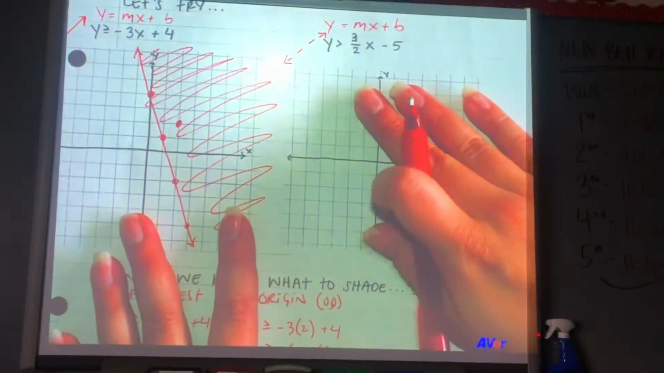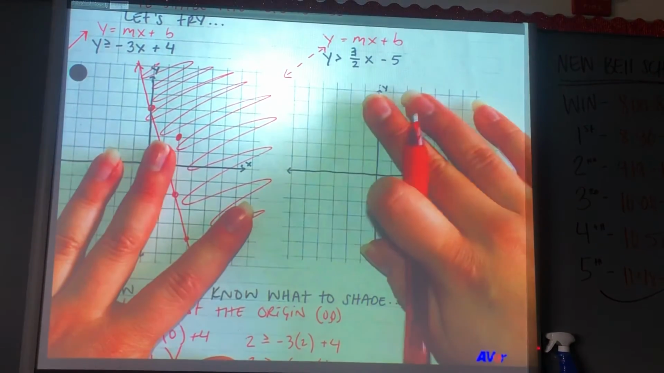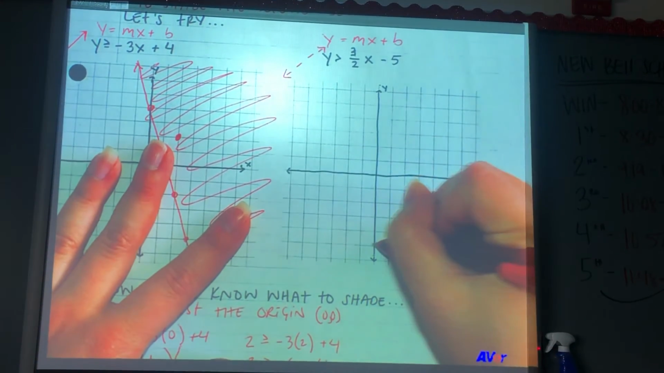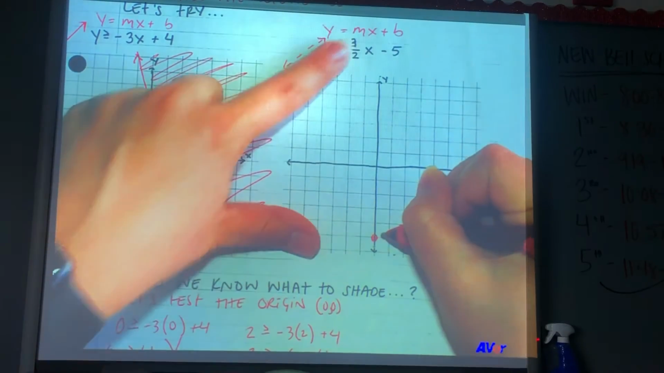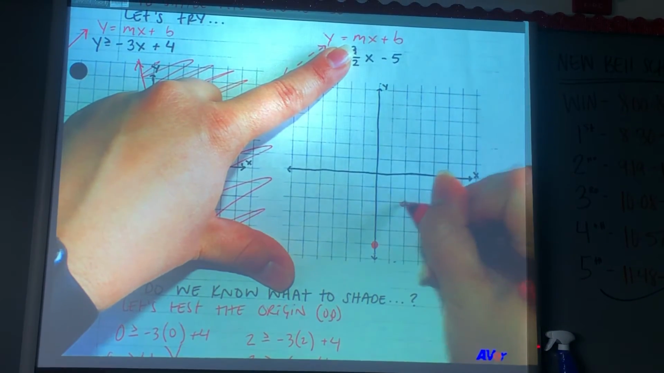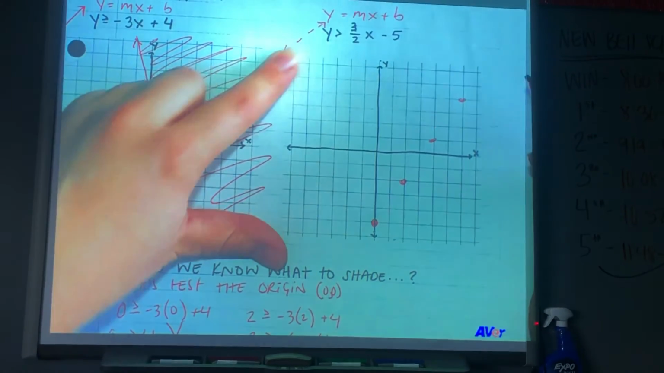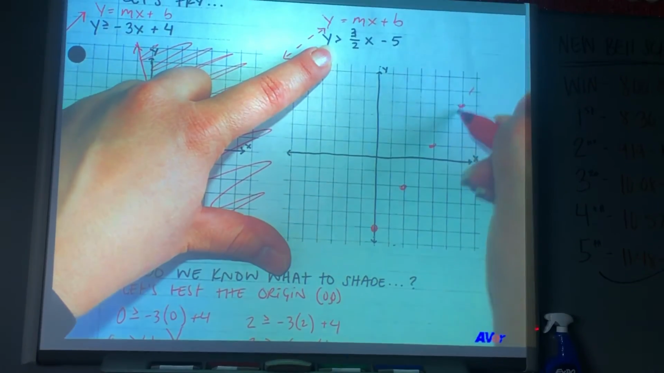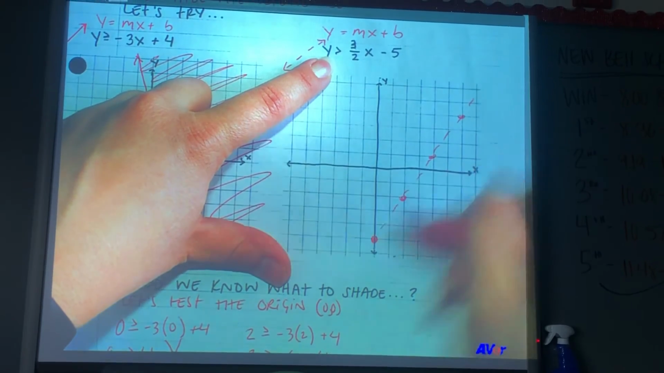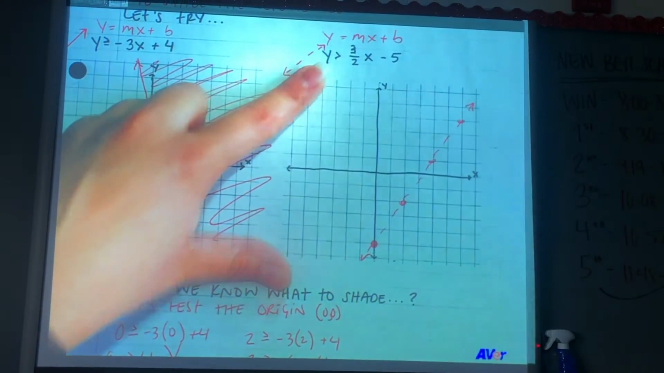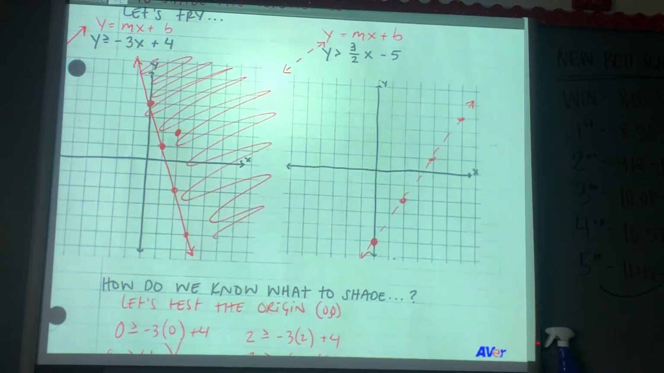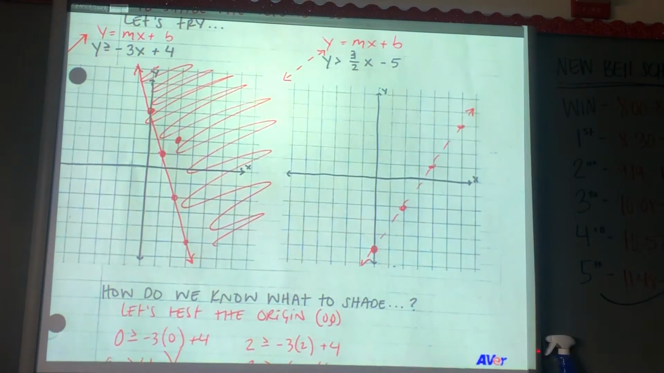So let's try this one. I'm going to go a little bit quicker. -5 is the y-intercept, and my slope is up 3 over 2, up 3 over 2, up 3 over 2. Now remember, I said that this was a dashed line because of the inequality symbol. It is not exactly equal to. And I always put my arrows at the end of my line to show that it is going on forever and ever. Now I have to figure out where to shade.